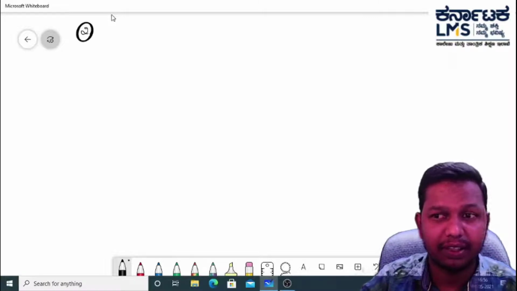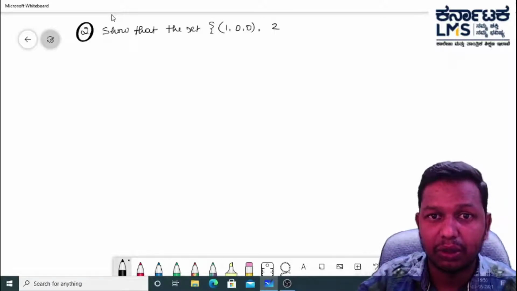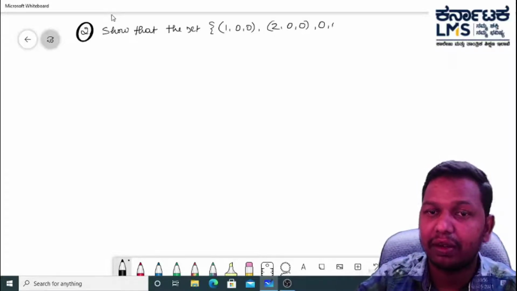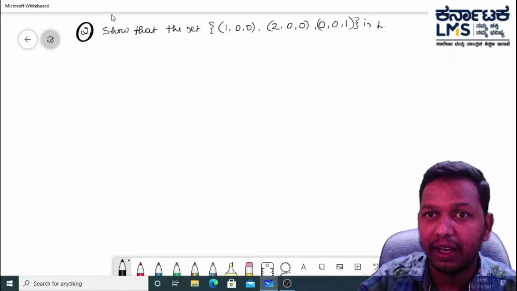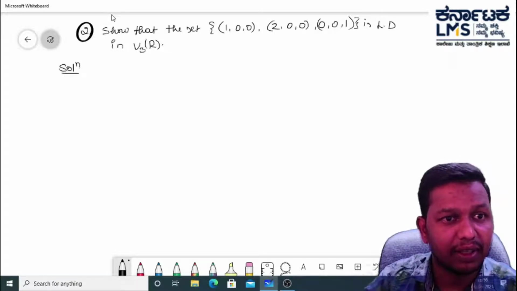Second problem is that show that the set triplet 1 comma 0 comma 0, 2 comma 0 comma 0, 0 comma 0 comma 1 is linearly dependent in V3 of R. Let's see the solution for this one.